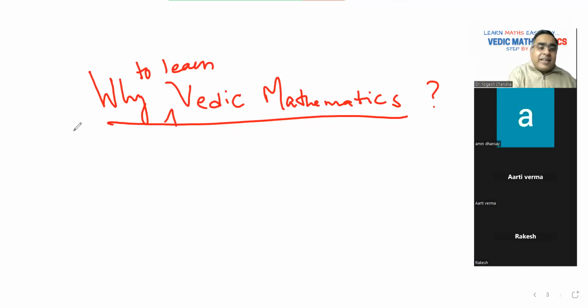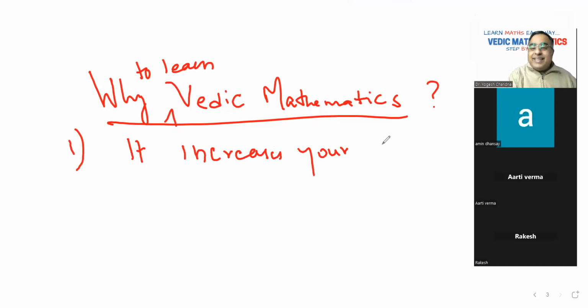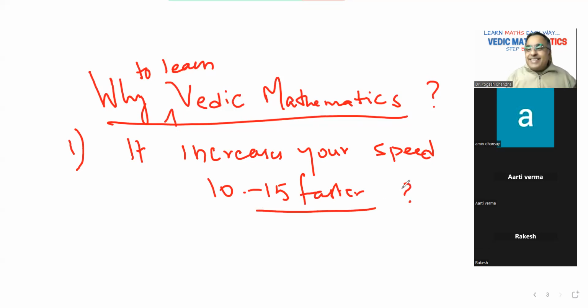But when we talk in simple language, the very first and most important thing is it increases your speed, 10 to 15 times faster. Can you believe this? Can you believe that your speed can be increased 10 to 15 times faster just within 5 to 10 minutes? And if you start practicing, this would happen.